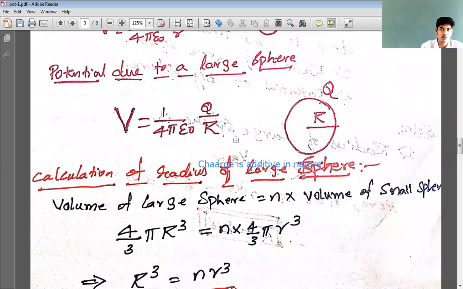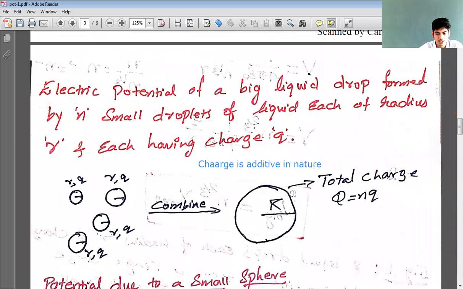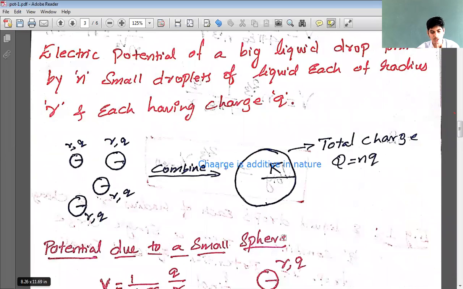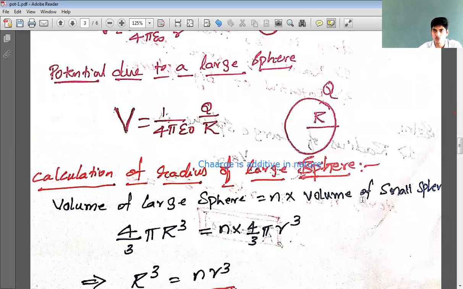When should we find out the radius of spheres? When a combination comes, when n drops combine to form one large sphere, always use this rule for finding out the radius of the large drop. We know that the volume of the large sphere is equal to n times the volume of a small sphere. The large sphere is formed by the combination of n small spheres. So the volume of the large sphere should be equal to n times the volume of a small sphere.